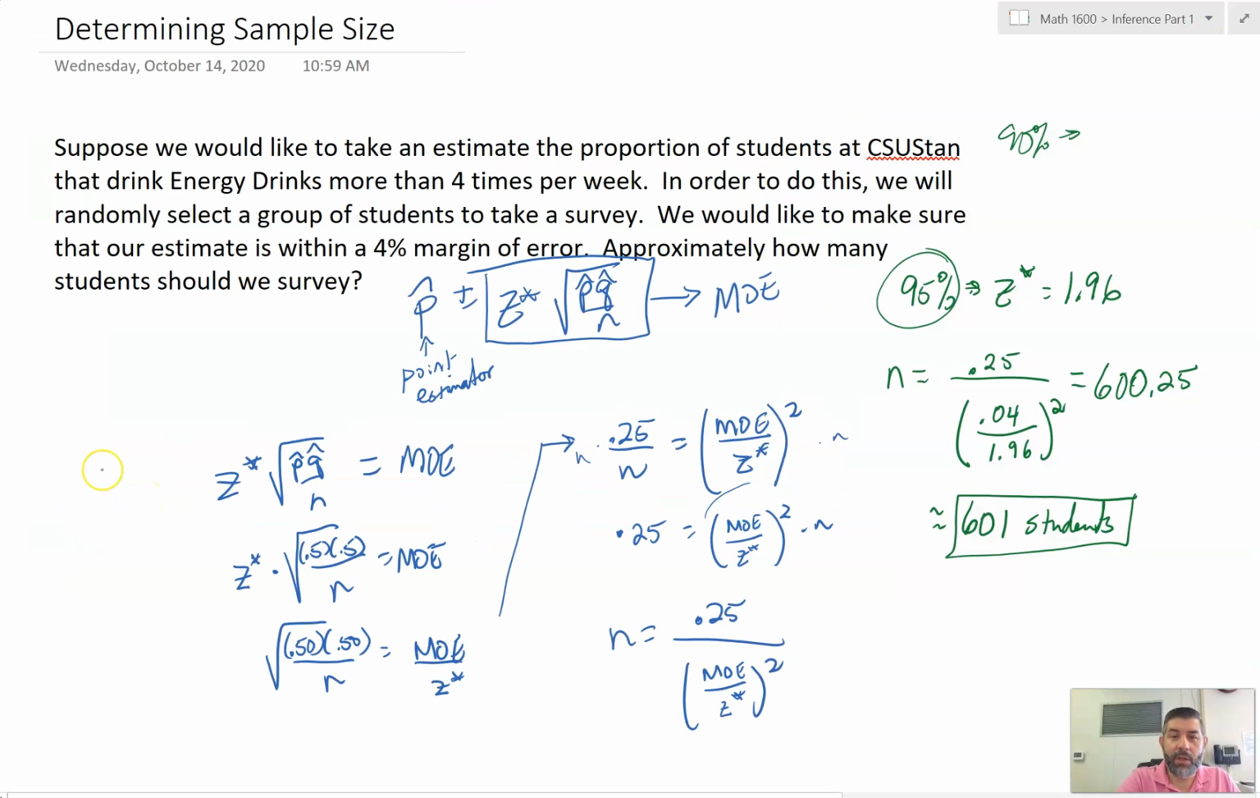All right, there you go, guys. That's how you find the sample size for a margin of error. See you soon.